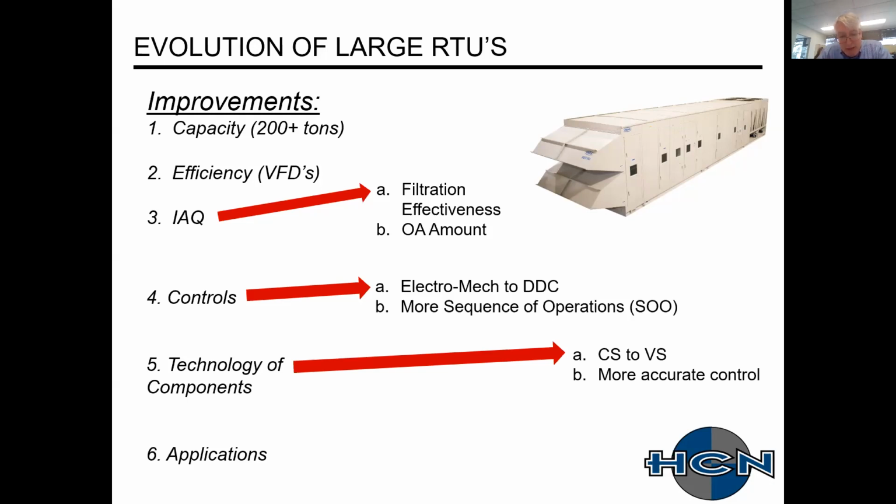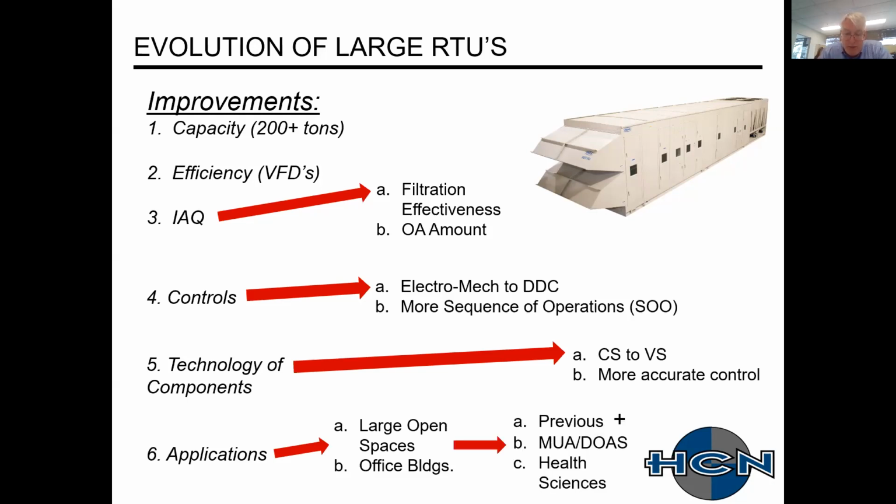And then in terms of applications, large rooftop units were typically only used for large open spaces or for office buildings. But just over the years, they've greatly increased their availability or just applications that they could be used for with makeup air, DOAS units, as well as in the health science industry.